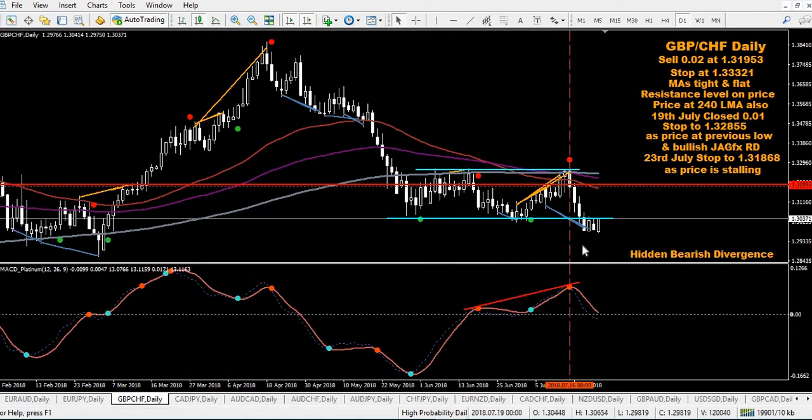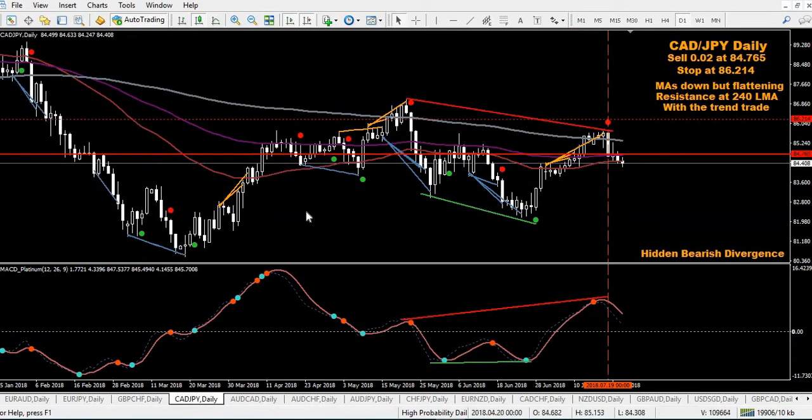Just not looking that flash. Look at this: bearish candle, bullish candle, bearish candle. Now today we're on a bullish candle. Just can't make up its mind.